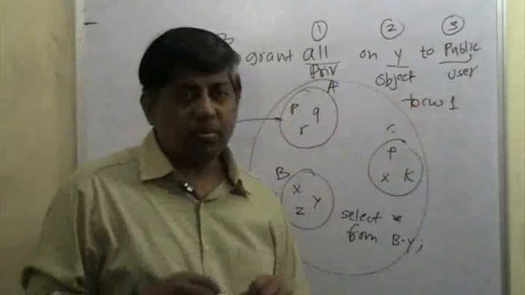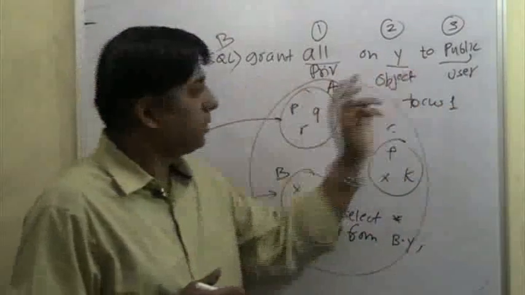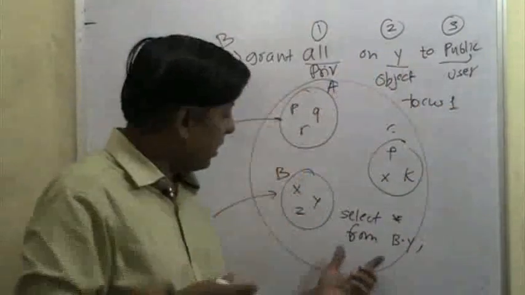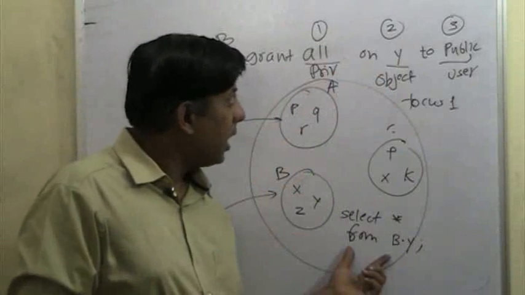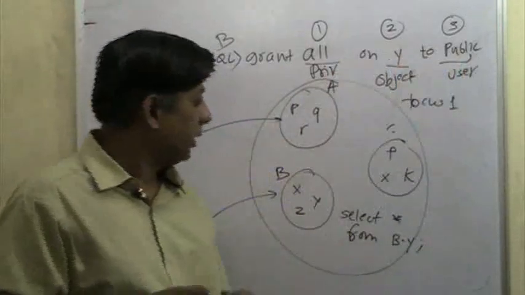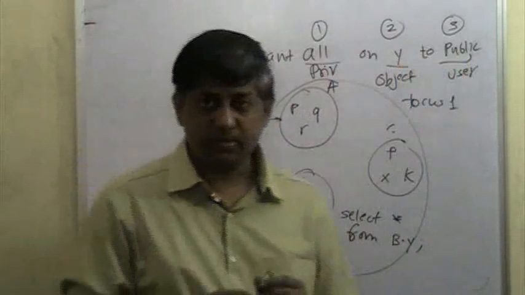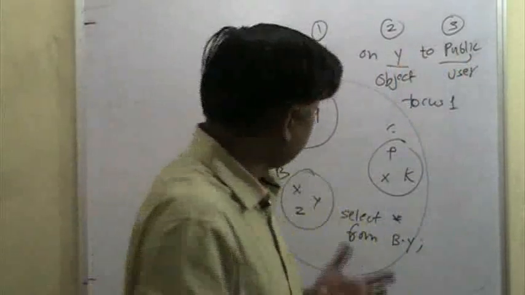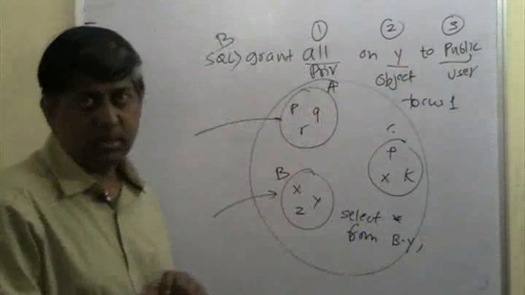So this is the type of privilege this guy will be executing. Then only after that, user B, and maybe now user C also, because you have granted it to public, can type select star from B.Y. Okay, now this is clear. This is a clear concept.